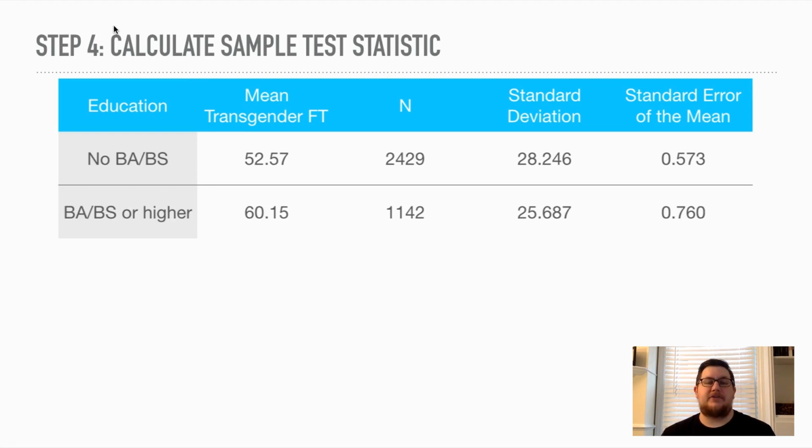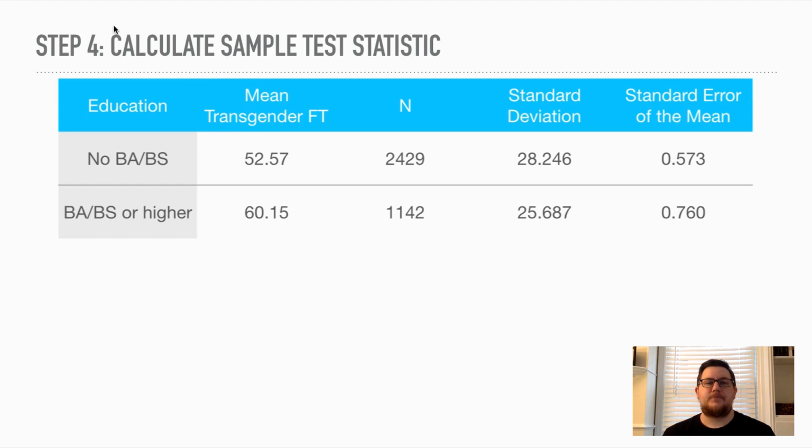Their mean transgender feeling thermometer is quite a bit higher, 60.15. All right. Fewer people in that category, 1,142, which makes sense. A majority of the public still does not have a college degree. Similar standard deviation, standard error of the mean is greater. Okay, and of course it's greater because we have a smaller n. So you're dividing by a smaller number.